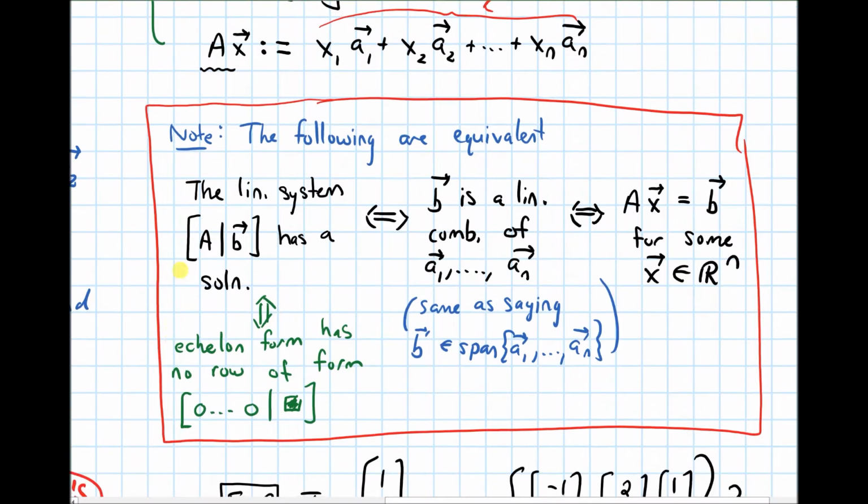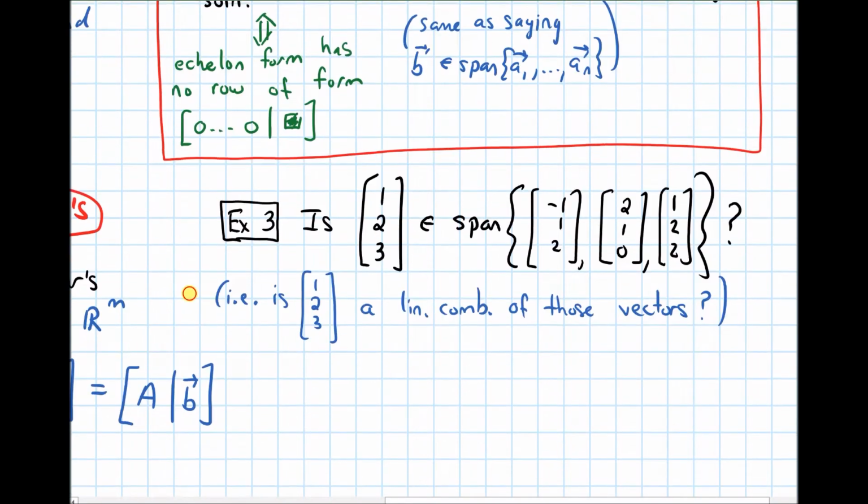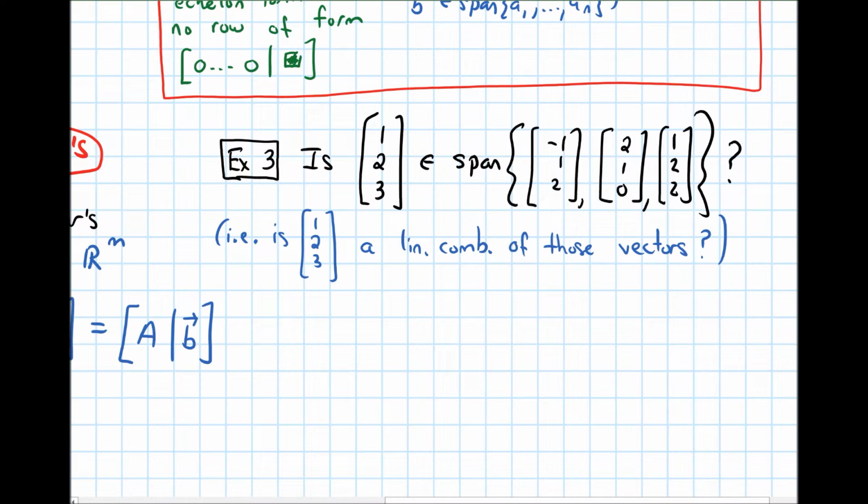Okay. So let's do an example. Example 3. This is continuing the numbering from the previous examples in this section. So I want to check if the vector 1, 2, 3 is in the span of these 3 vectors that I've written here. This is equivalent, so that's why I've written i.e. In other words, this is asking, is the vector 1, 2, 3 a linear combination of those vectors? These are 2 ways of saying the same thing.